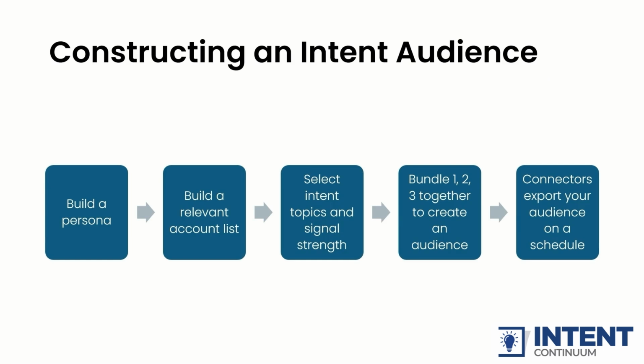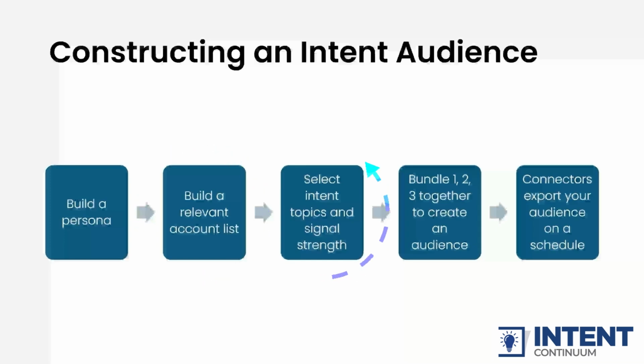Now we'll talk about how to construct an intent audience. Intent audiences are made up of a few different elements. You start with a persona. Persona is a contact level filter that lets you determine what types of people, what types of contacts are in the audience. If it's B2B, you can then build a relevant account list either by uploading domain names, or you can use selection criteria like demographics, firmographics, industries, employee sizes, etc.